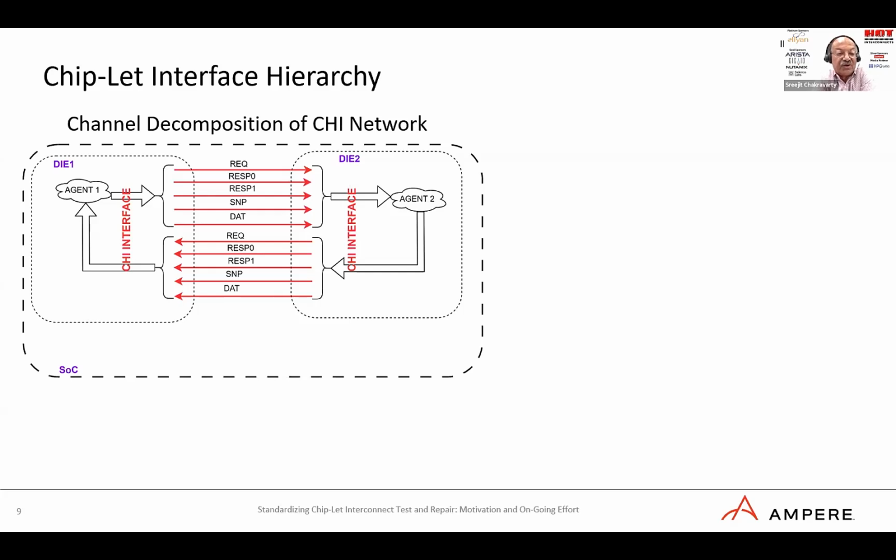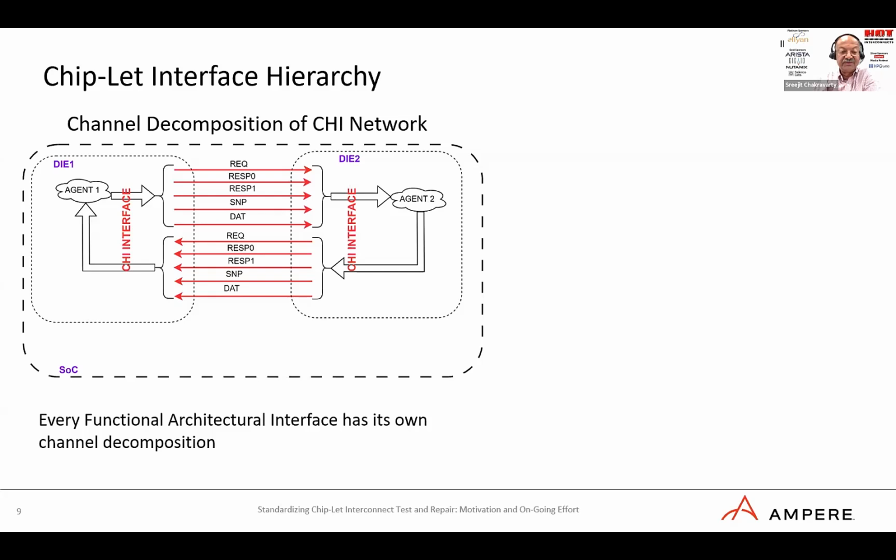If you drill down one level, you'll see that there are two agents talking to each other on the die, and you have channels, right? I just put in an example of the CHI network, which is ARM's coherent hub interface. Depending on the agents, you'll typically have a couple of channels going from die 1 to die 2, and a couple of channels communicating back from die 2 to die 1. Now they have their own protocols, and the architectural protocols are built on top of that.